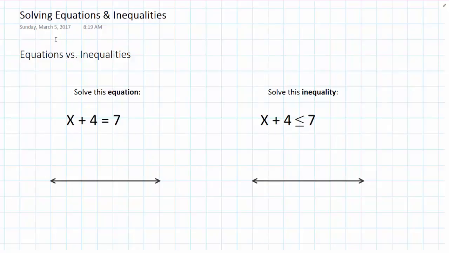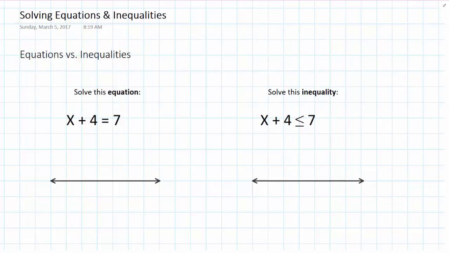Okay, so let's do a quick review on solving equations and inequalities. Let's look at the main difference. The first difference I want you to notice is that this is an equation. X plus 4 equals 7 is an equation. It's going to have one possible solution, whereas an inequality, x plus 4 is less than or equal to 7, is going to have multiple solutions, and we'll take a look at why in a second.